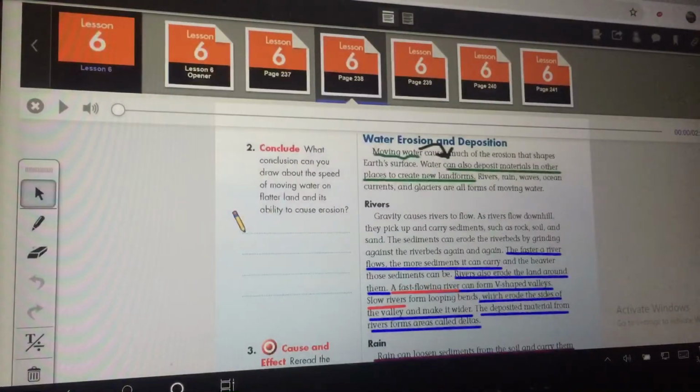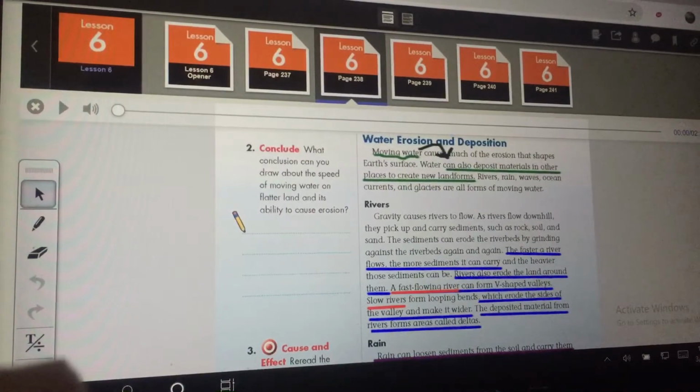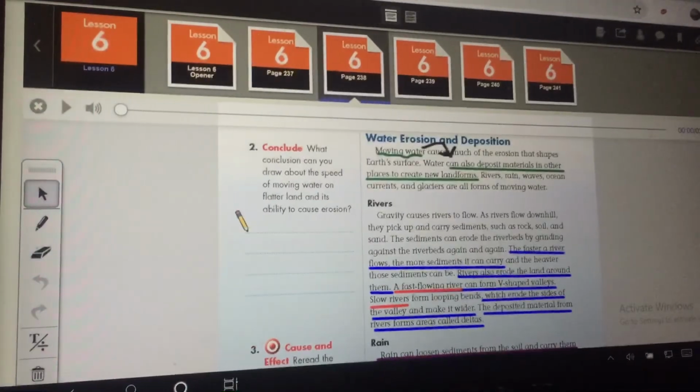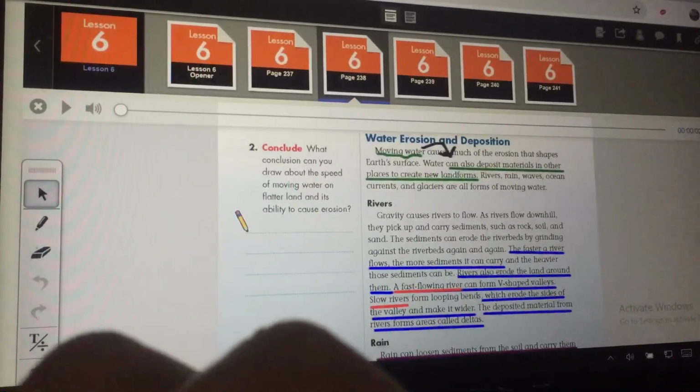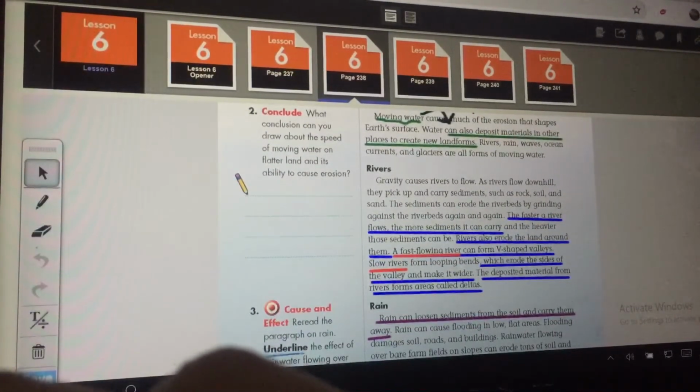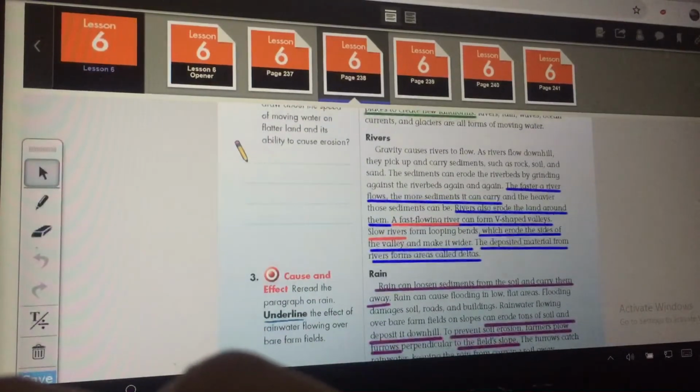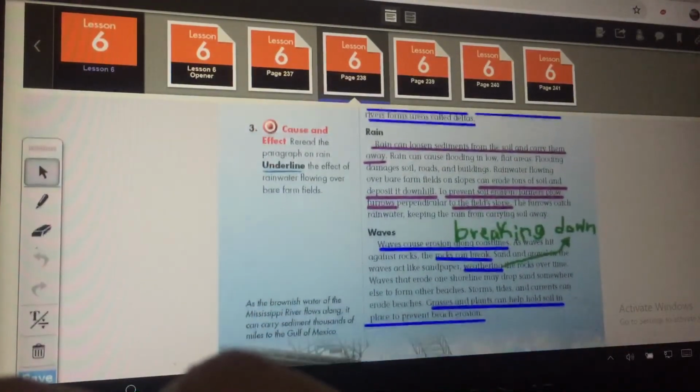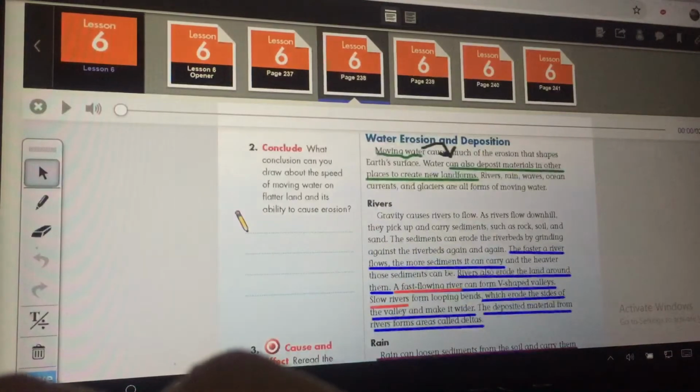Okay, now we move to page 238. We will talk about the first type or form of erosion, water erosion and deposition. In these two pages, 238 and 239, we will study some forms of water erosion, like water erosion caused by rivers, by rain, by waves, and then by glaciers.